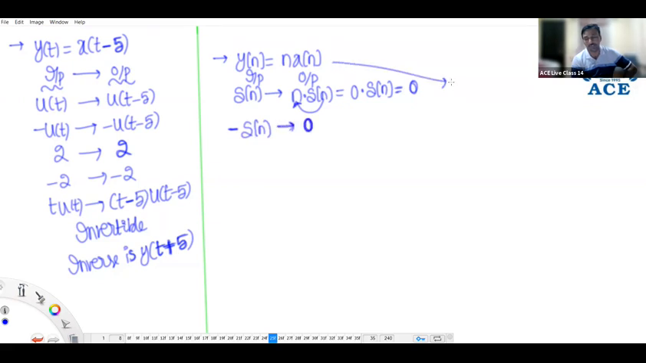So the system is what? Non-invertible. We applied input with change in amplitude, but the output is 0. Non-invertible.